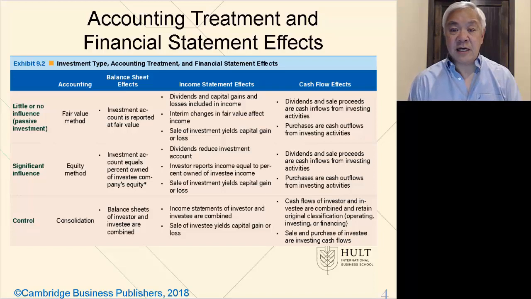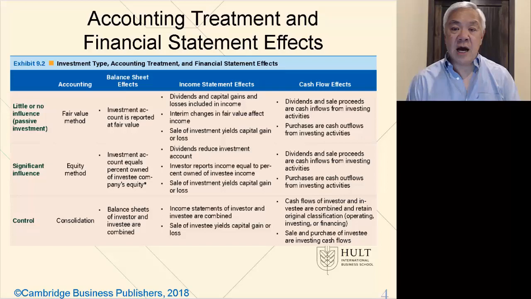On the cash flow side, there is dividend and sales proceeds that would benefit cash flow, and purchases are recorded in investing. Remember that investing in marketable securities is not an operating item, nor is it a financing activity. It is considered an investing activity. Makes sense. Investing in stock is an investing activity.